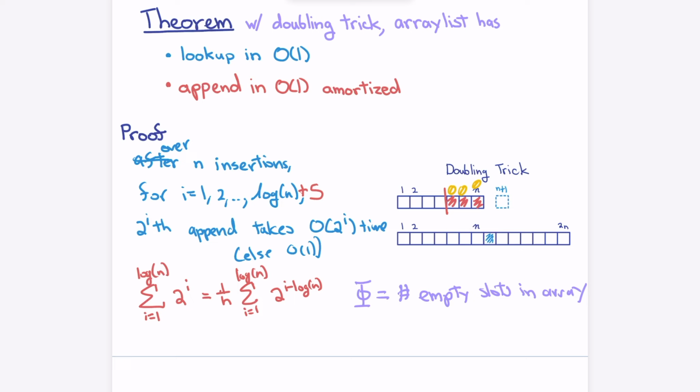oh wait, is that, no, that's not what we want. We want, I guess n minus the number of empty slots. So total size minus number of empty slots, or something like this. So this goes all the way up to n. And then, oh, maybe this doesn't quite work.